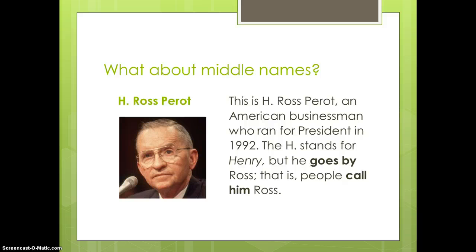what about middle names? So here's a picture of someone named H. Ross Perot. It's a French name, that's why we don't pronounce the T. So H. Ross Perot is an American businessman. He ran for president in 1992. The H stands for Henry, but he goes by Ross. And sometimes people just call him Ross Perot. We don't always see the H there.